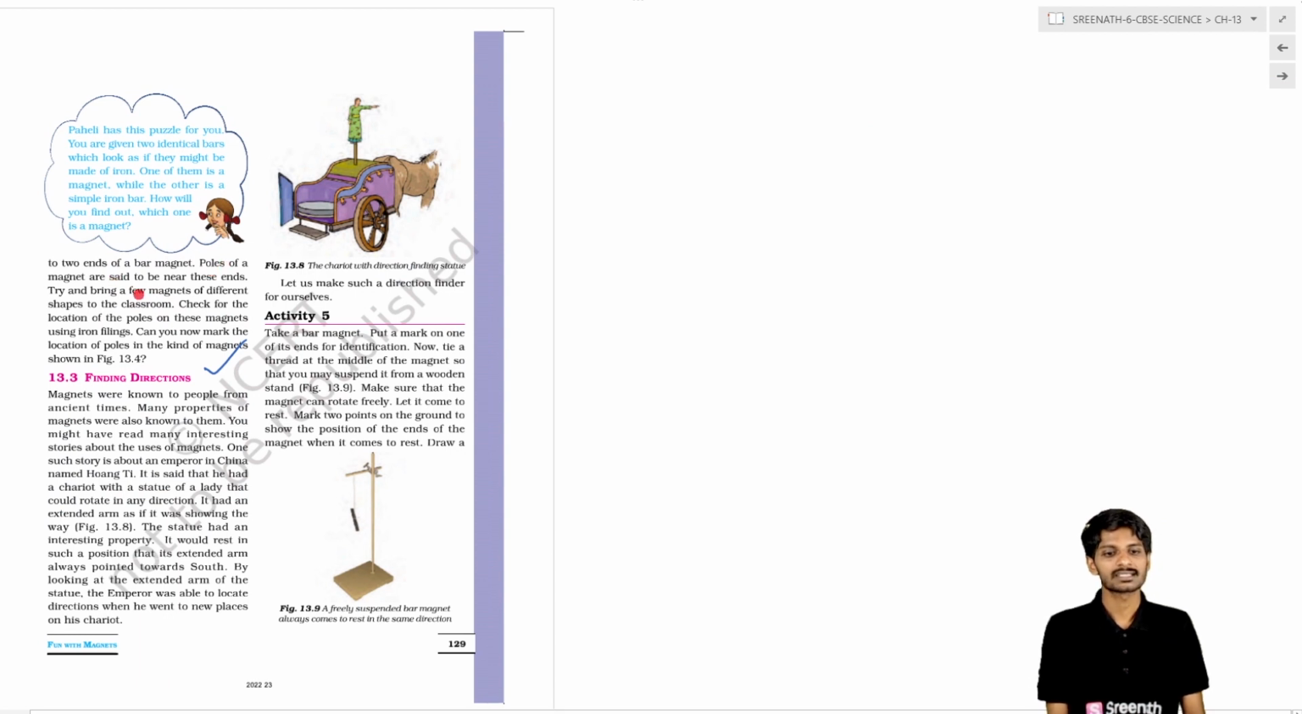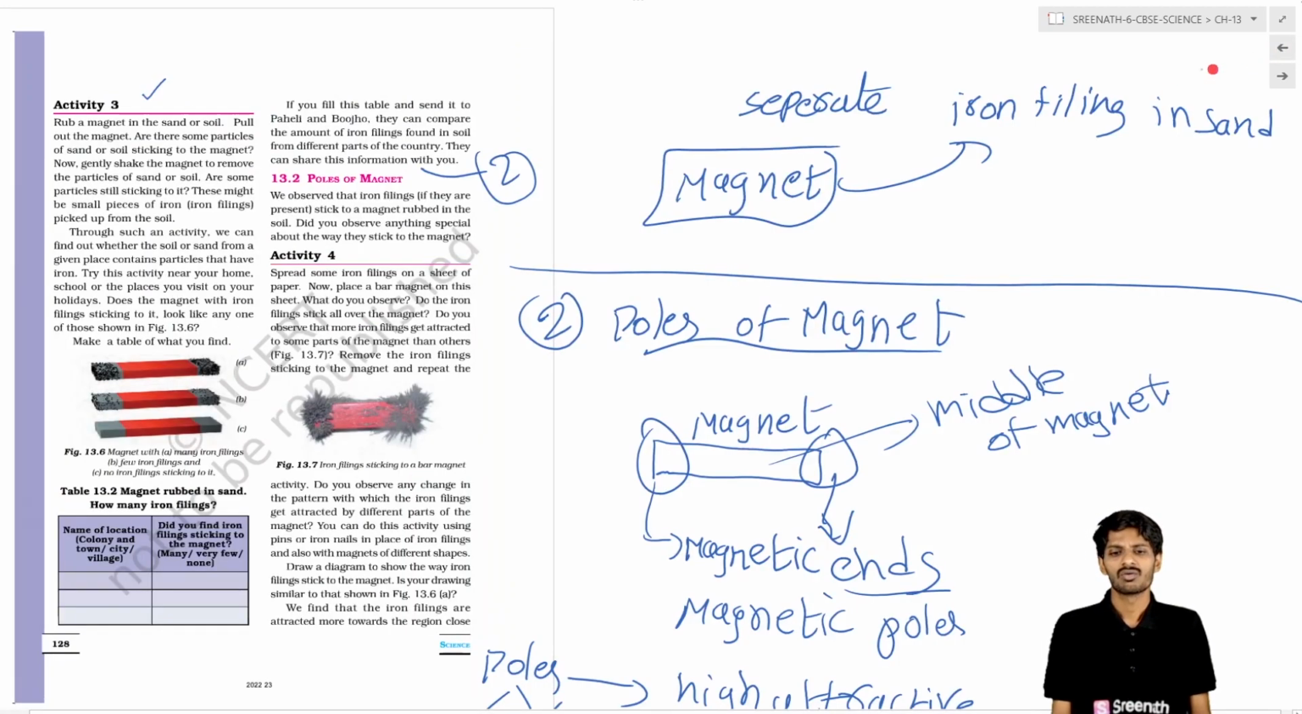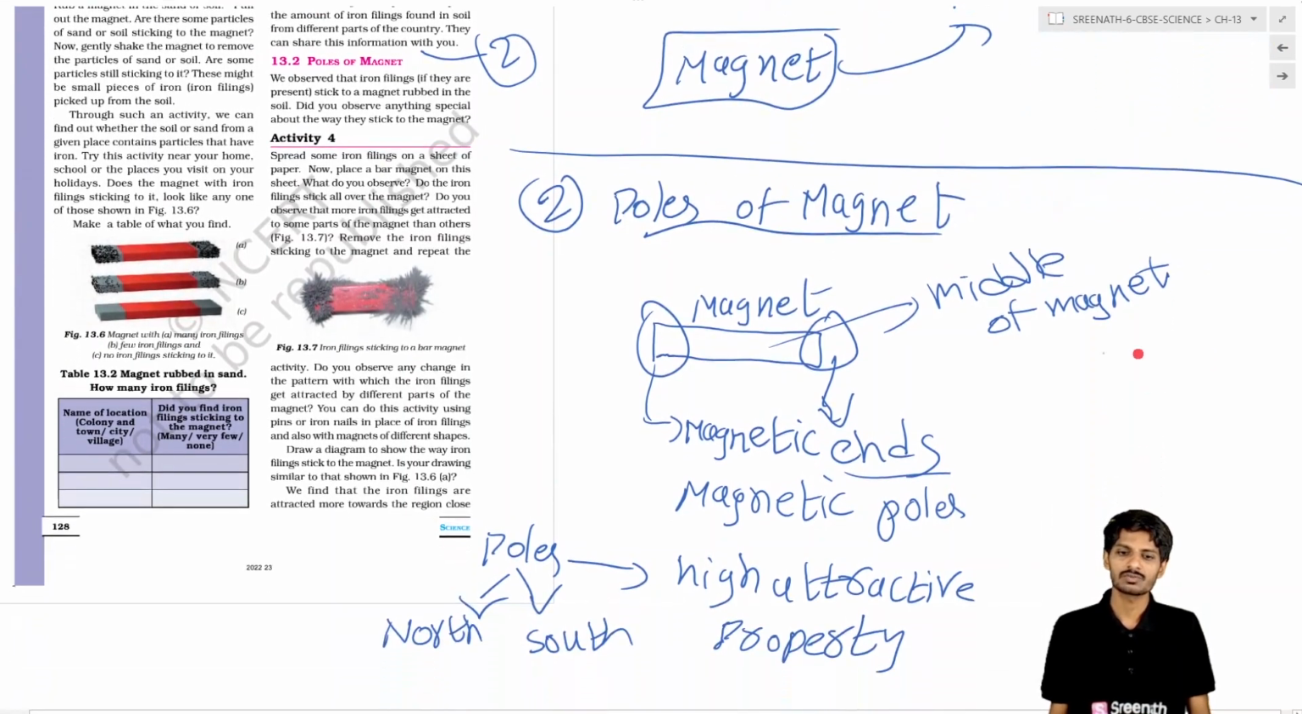Now, the poles of a magnet are said to be near these ends. Try and bring a few magnets of different shapes to the classroom. Check for the location of the poles on these magnets using iron filings. So basically, what do poles mean? Where the maximum number of iron filings are deposited or located, we call those the poles.